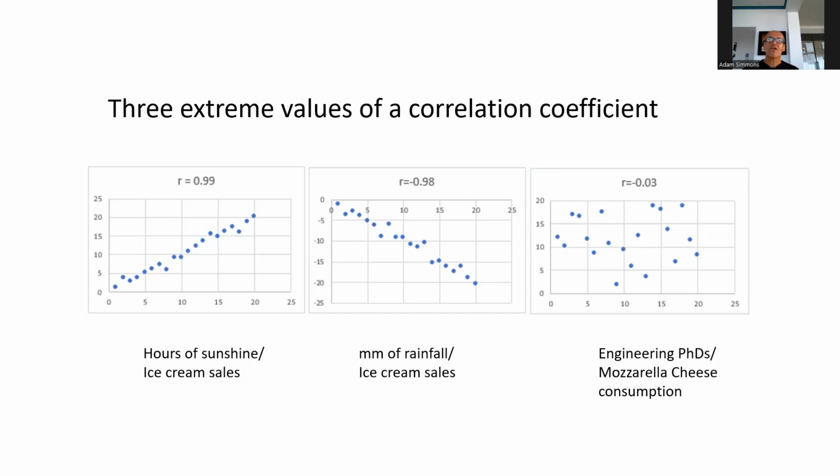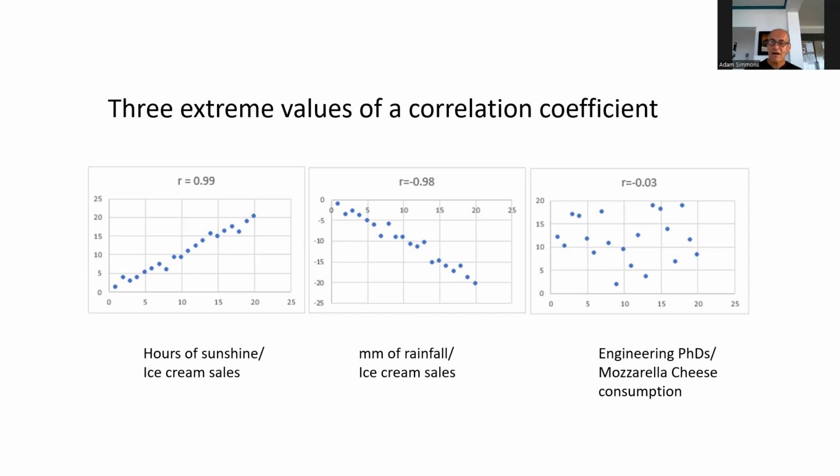Now, the lowest value of a correlation is -1. So in the second diagram, when you have a correlation of -0.98, a good example of that is, say, rainfall and ice cream sales. So the more rainfall there is, in other words, the worse the weather, the less likely you are to sell ice creams.